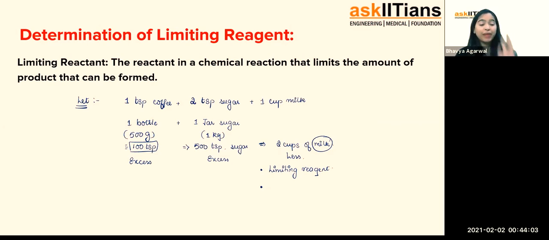Now, whatever is the limiting reagent, now you know that I make 2 cups of coffee using the 2 cups of milk. Now, for those 2 cups, how many teaspoons of sugar will I be using? So I know that for 1 cup milk, I need 2 teaspoons of sugar. So for 2 cups, I would be needing 4 teaspoons, right? 4 teaspoons are used. Same way, for 1 cup, I need 1 teaspoon of coffee. So for 2 cups, I would be needing 2 teaspoons of coffee, right?